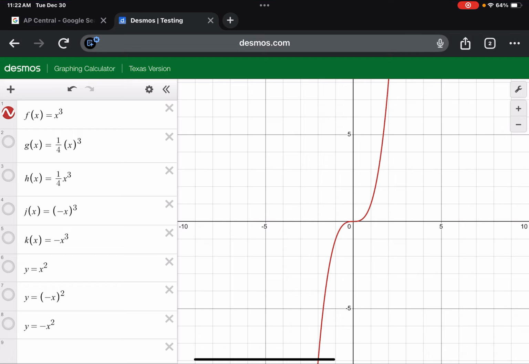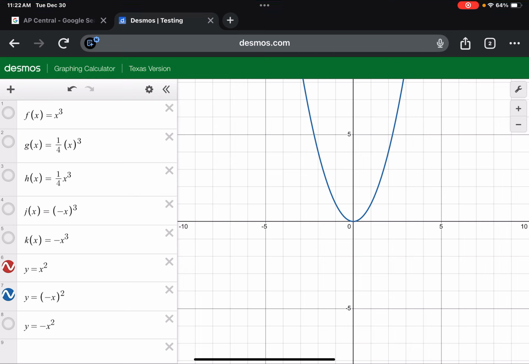However, let me show you this. If we are working with y equals x squared, so this is an even function, okay? It's symmetric with respect to the y-axis. If I multiply inside the parentheses my x variable, okay, that's going to reflect across the y-axis. So watch what happens. I took that red graph and it reflected across the y-axis, which basically looks exactly the same. But what happens if I multiply the y values by a negative?